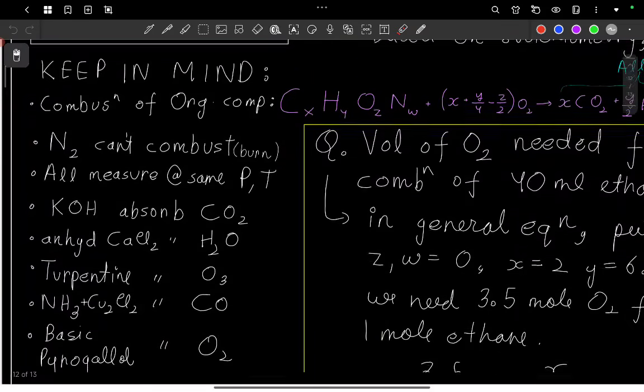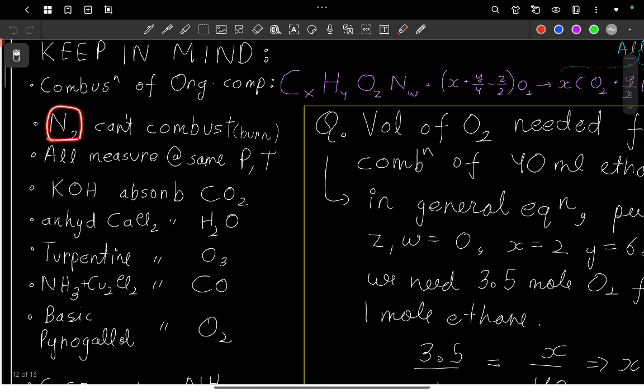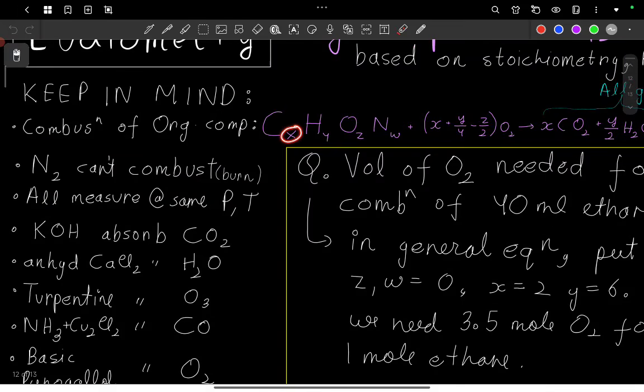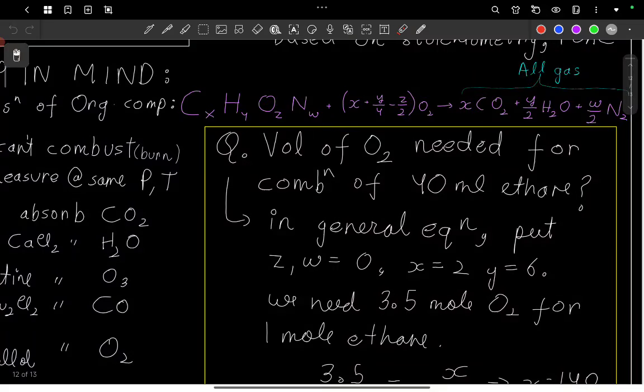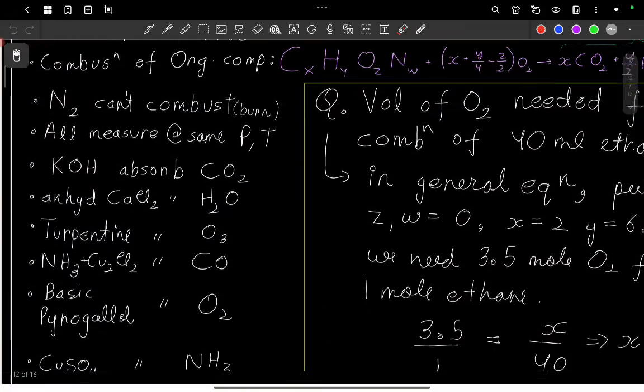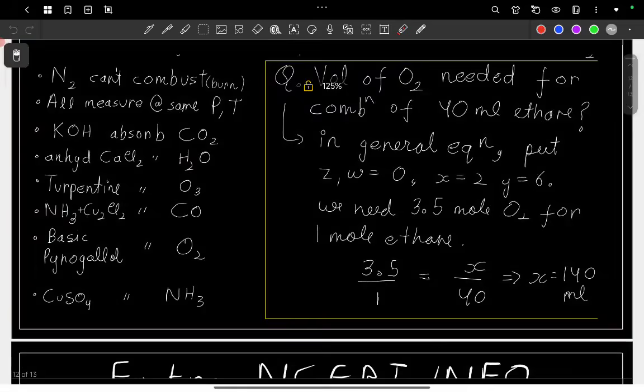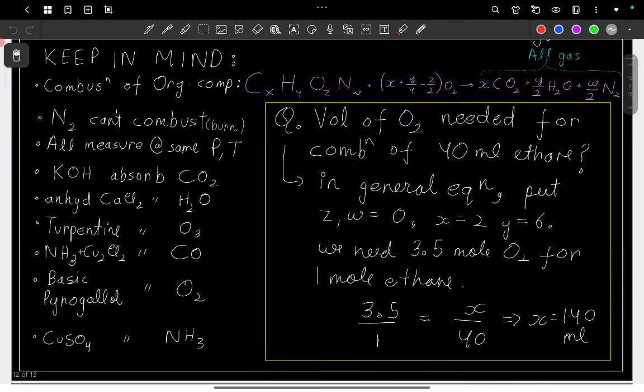And another important point is that dinitrogen cannot combust, it cannot burn. For example, if I let all x, y, z be equal to 0 and put 2 here, it is not going to combust. Okay, so we need to make sure that all of the gases that are taking part in our question are measured at the same pressure and temperature.